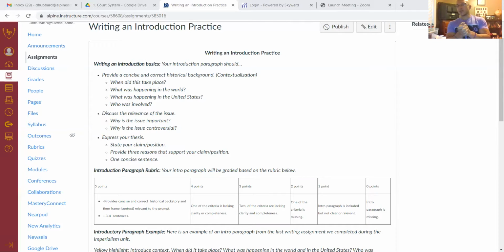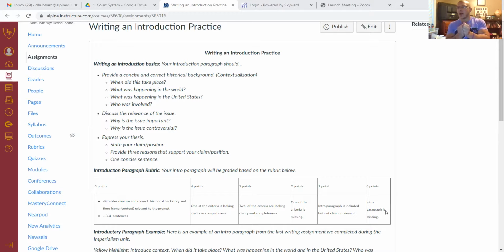When you're writing an introduction, let's make it simple. The first thing that you need to do in your introductory paragraph is tell me what's going on during this time period. I like to focus on answering these simple questions. When did this take place? And what was going on at the time? Why is that important? Focus on the when, focus on the what, and tell me who was involved. That can be a person or a specific country or a group of people.